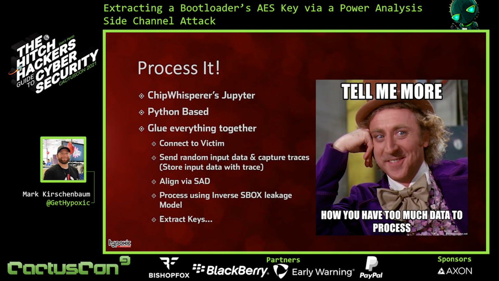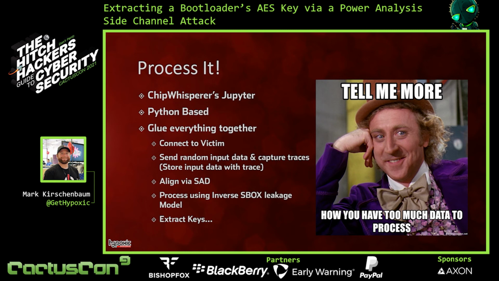Now we need to process all these power traces. And to do this, we're using something that's included in ChipWhisperer's ecosystem. It's these Jupyter notebooks that basically have a bunch of tutorials on how to implement side-channel attacks on your own. The one I used was, I think, a 256-bit bootloader decryption method that he came up with. And I just basically extracted out the pieces I need. It's all Python based, so you can write your own code.